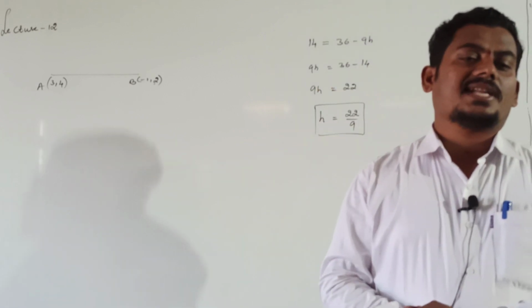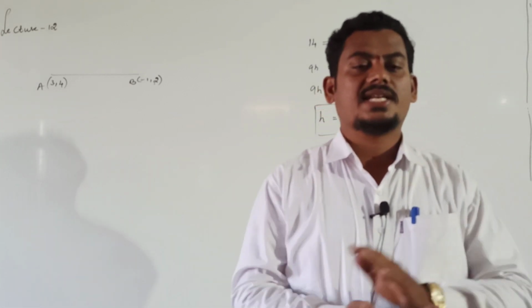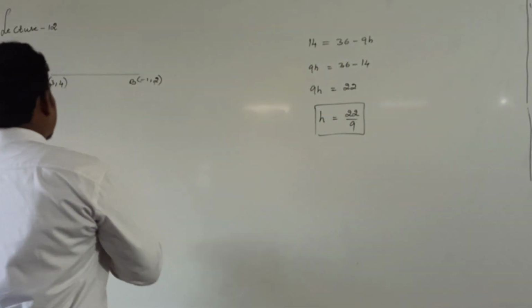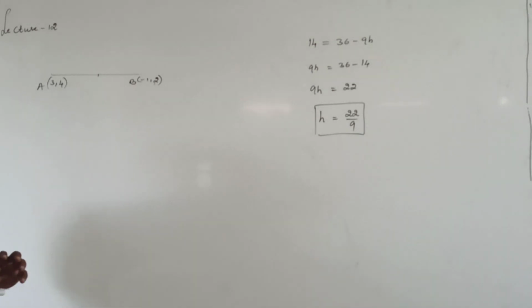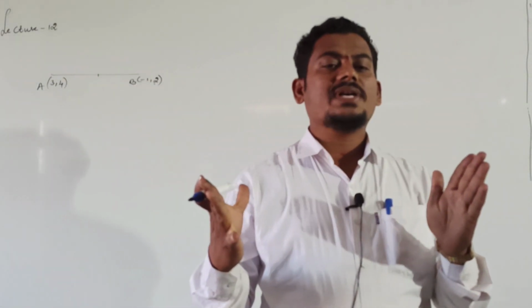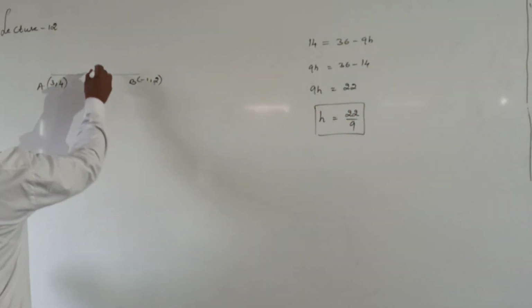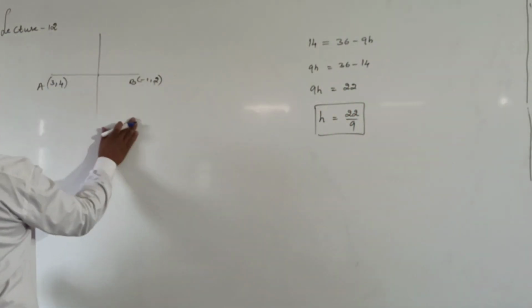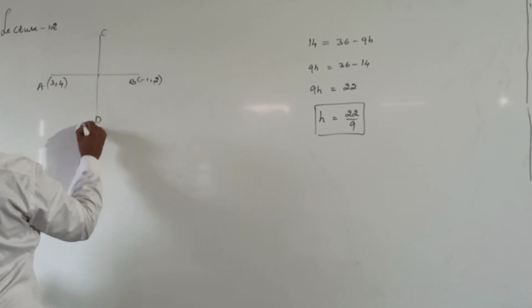Right means perpendicular. Right bisector, it divides equally. Bisect means divide equally. They have given two conditions. It is a right bisector: right and bisect. Divides equally means bisector. Right means perpendicular. Means it is a perpendicular bisector. Find the equation of the right bisector.